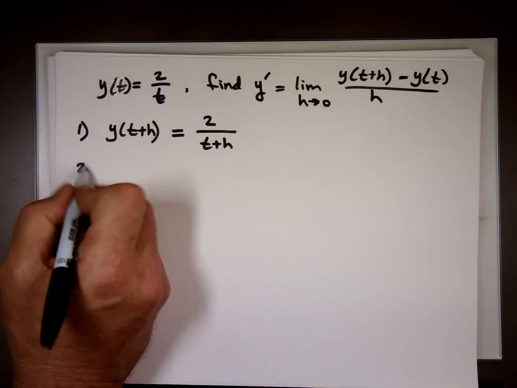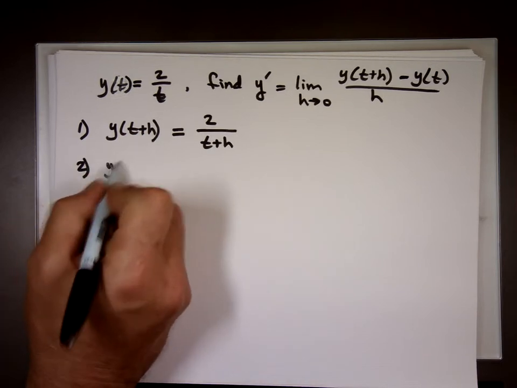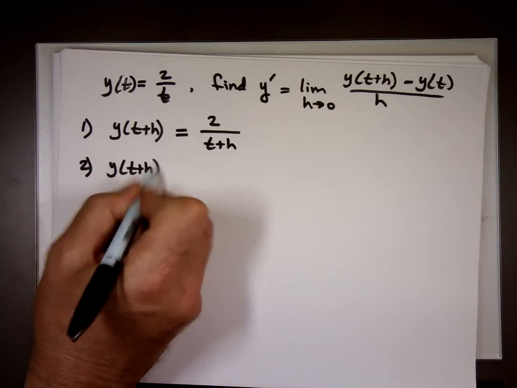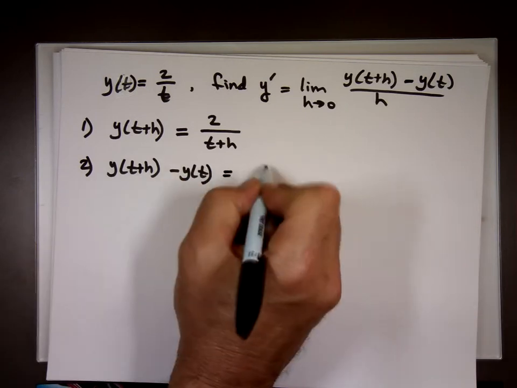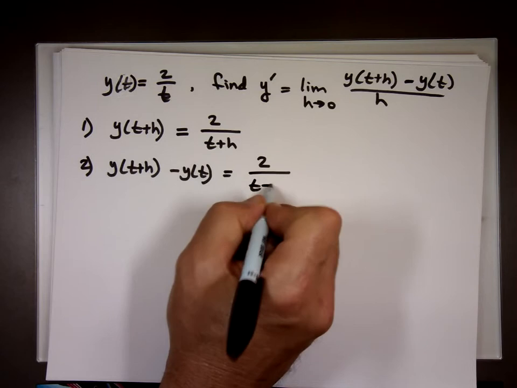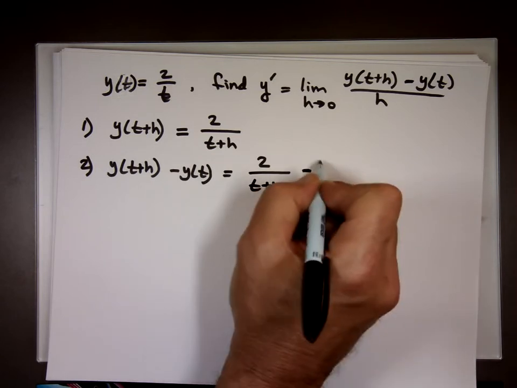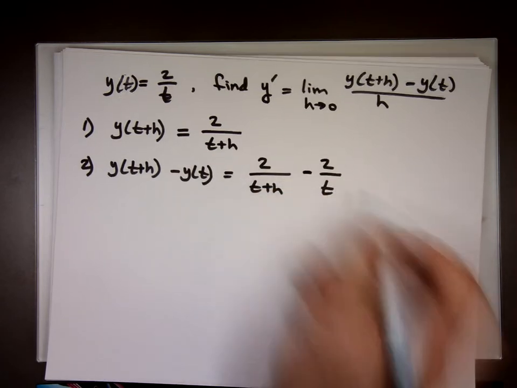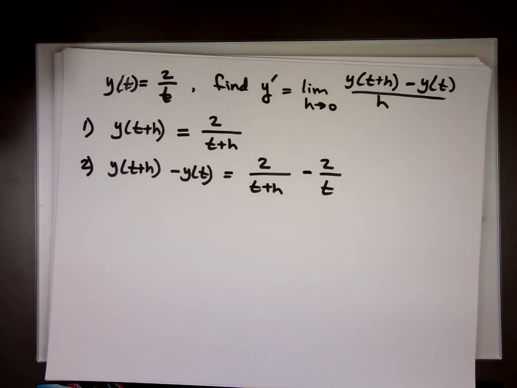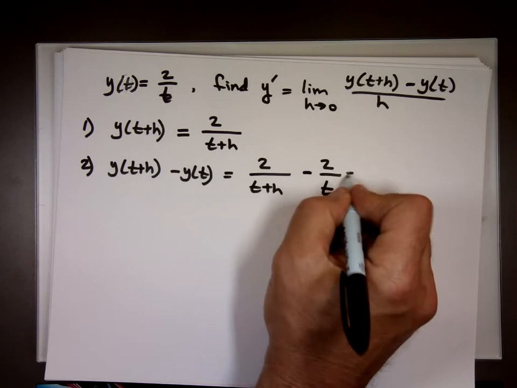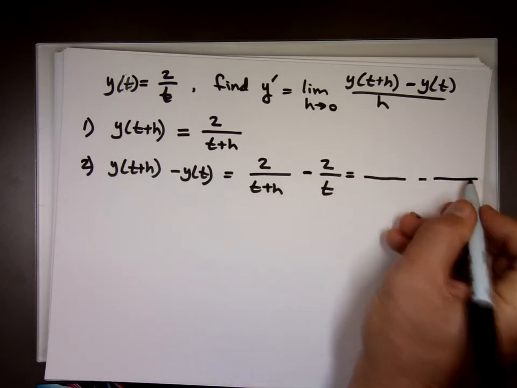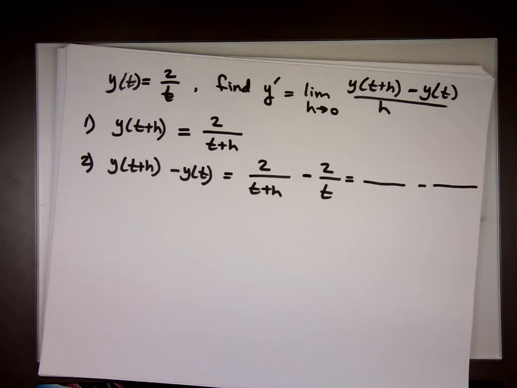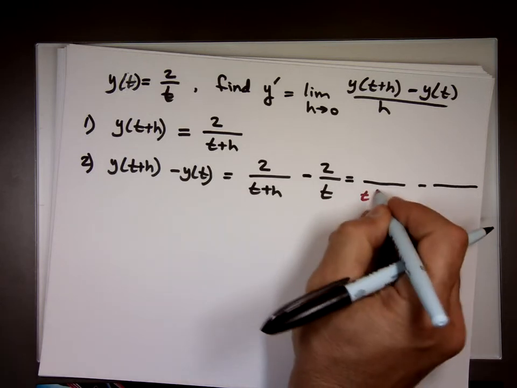Step number 2. Y sub t plus h minus y sub t. 2 over t plus h minus 2 over t. Now, the only thing you can do is find LCD and rewrite the fractions. And probably a smart move to do it now, get it done over with. You're going to need to do it anyway. So I'm going to change the bottom to be what? T times t plus h.